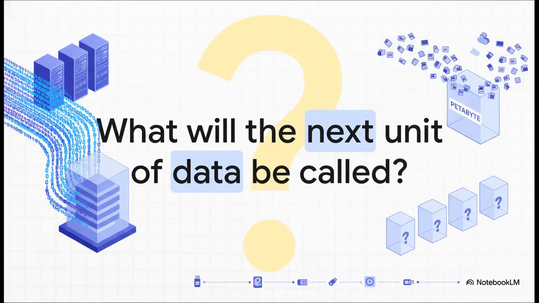And I want to leave you with something to think about. A single petabyte can store 500 billion pages of text. With the amount of data in the world growing so incredibly fast, what do you think the next unit of data after the petabyte will be called?